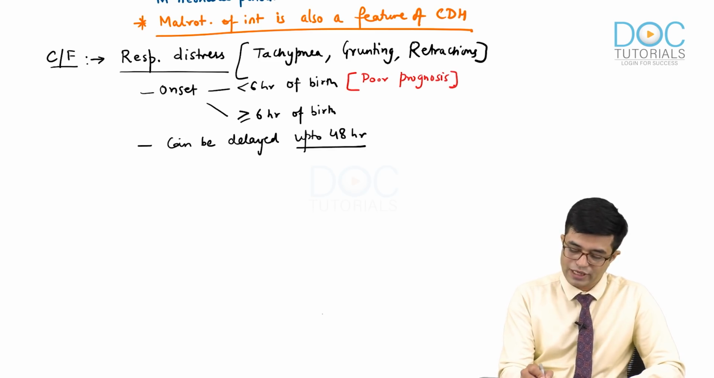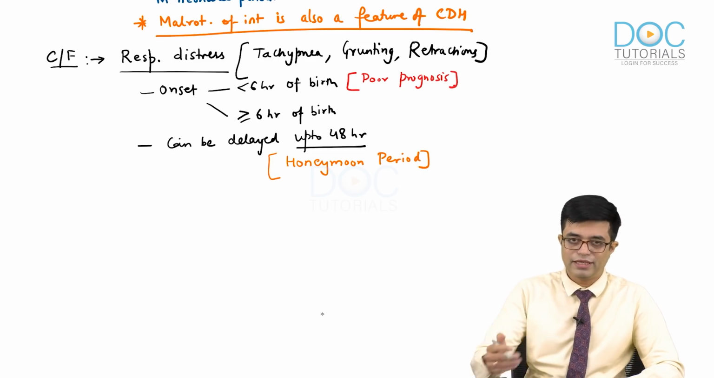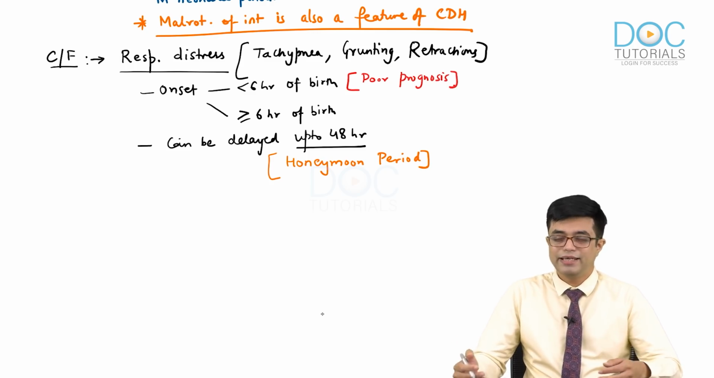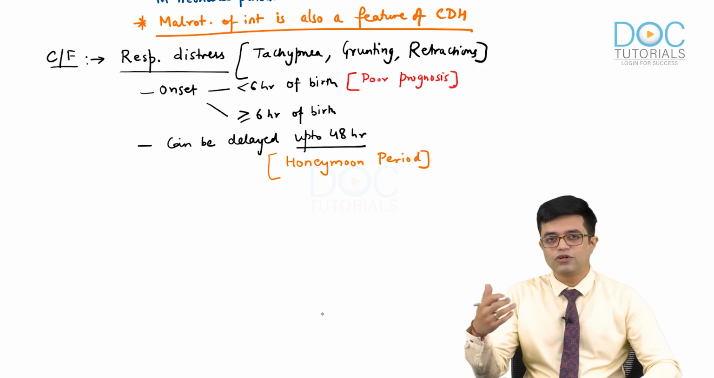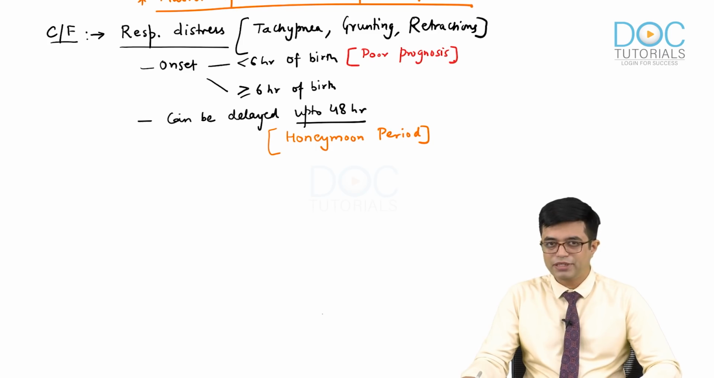And these patients who have delayed respiratory distress, we say these children are in the honeymoon period. Honeymoon period is not something which I have created, even Nelson talks about it. Honeymoon period is defined as a phase in various disorders where the disease is present but it is not manifesting itself.